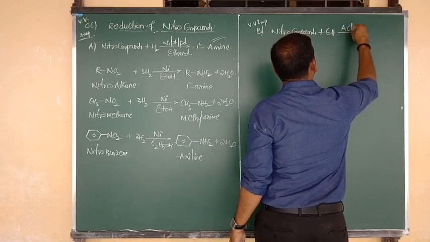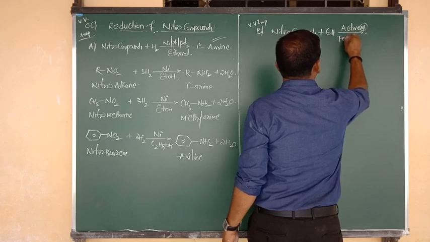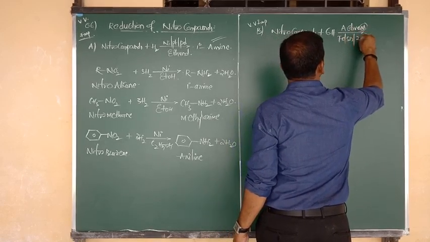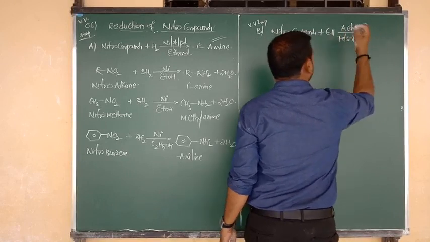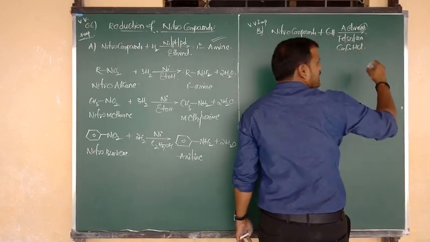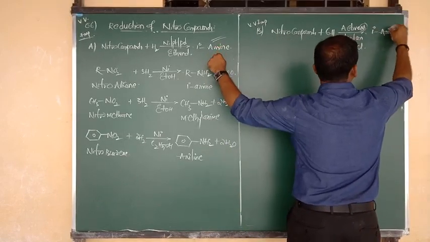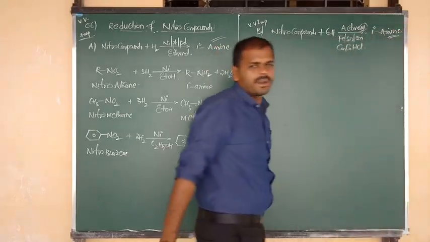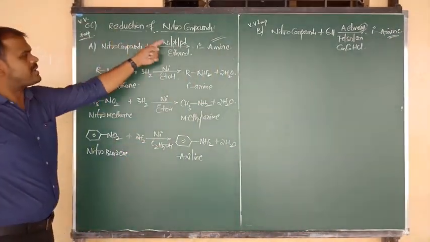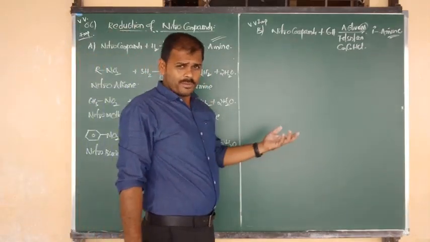The active metals we have to write are nothing but iron in divided form, tin, and also zinc. Any one of the active metals we can use, and the reaction takes place in the presence of concentrated HCl, and that forms the final product, which is nothing but the same product. What is the name of this product? Primary amine. So how do we pronounce the reaction? Nitro compounds upon catalytic hydrogenation in the presence of ethanol give primary amine. What about here?